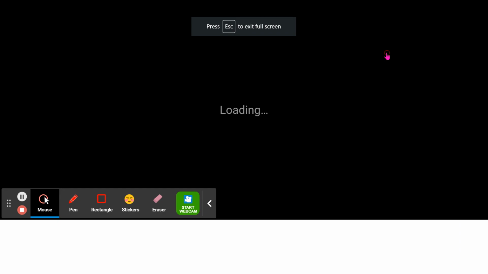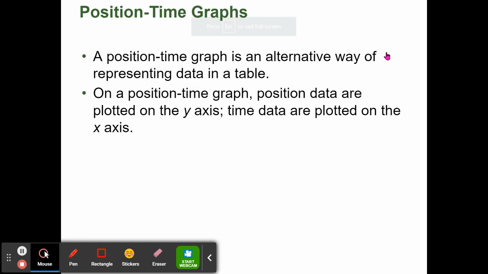Okay, here we go. Position versus time graphs. That's what we're going to talk about today. A position versus time graph is just an alternative way of having a data table. So you make data tables, and you can see some trends with that. But when you put it in the form of a graph, it really helps you to see that trend a lot better. So on a position versus time graph, we're going to plot position on the y-axis, and the x-axis is going to be time.